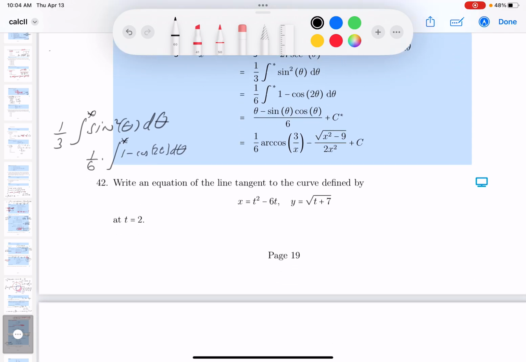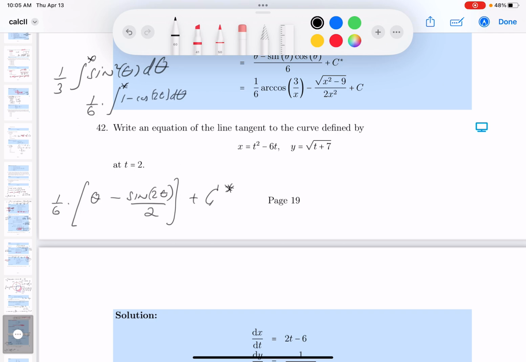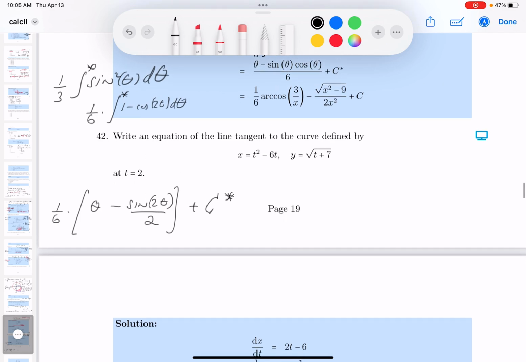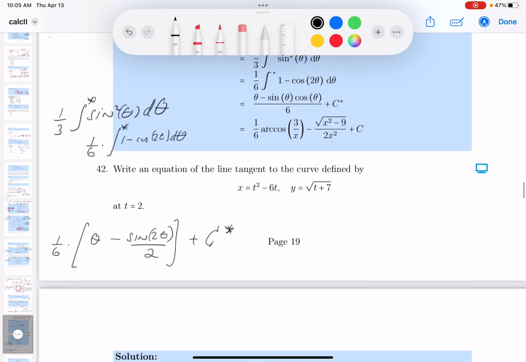I'll keep moving along, and I need to integrate that now. So it's going to be 1/6 times the antiderivative of 1, which is theta, minus sine 2 theta over 2, and there's going to be some constant of integration, which I'll call C star. Well, I'm still not there yet, so I'm going to keep rewriting it. I get 1/6 theta minus, well, the sine of 2 theta is actually 2 sine theta cosine theta, and the 2 cancels off. So I can say cosine theta sine theta plus some constant.